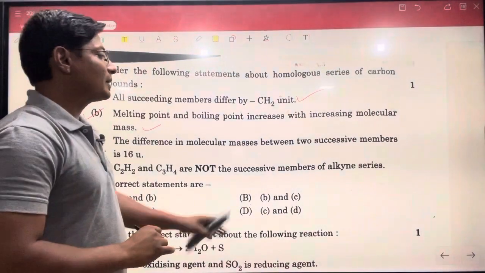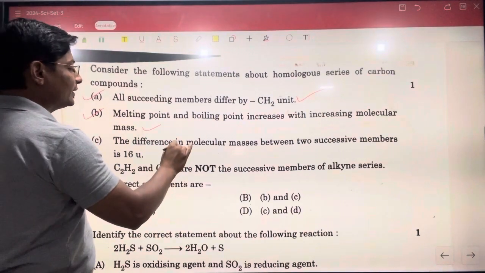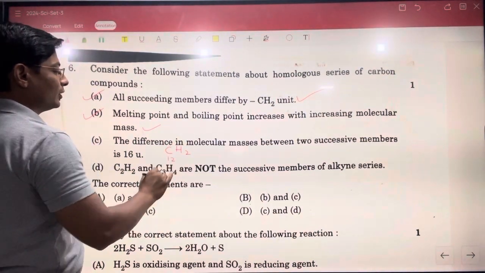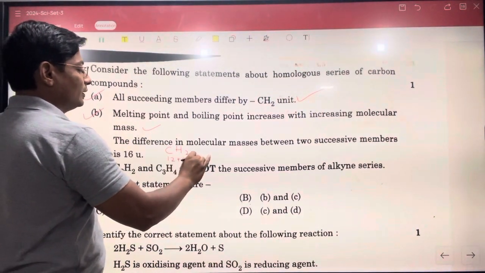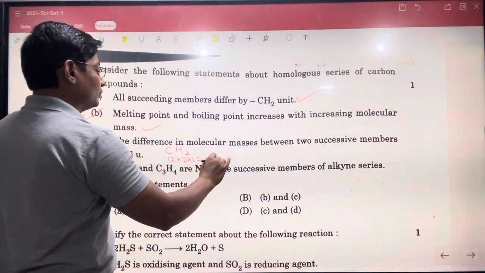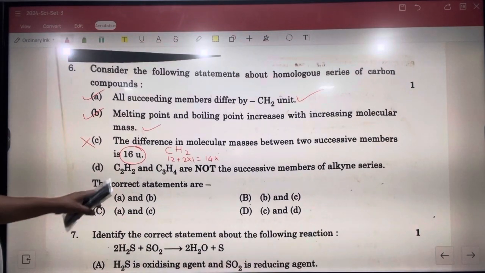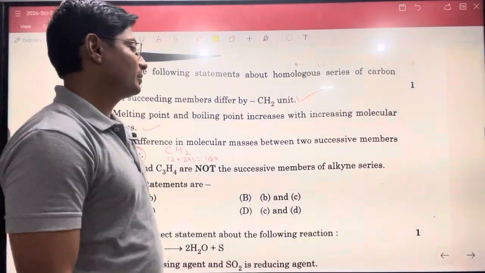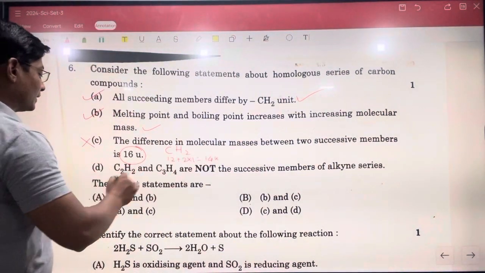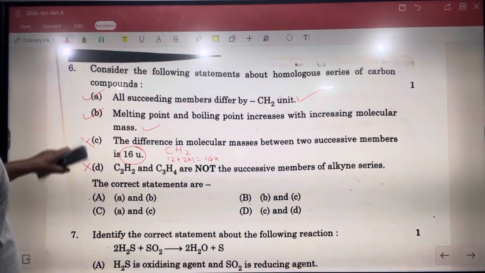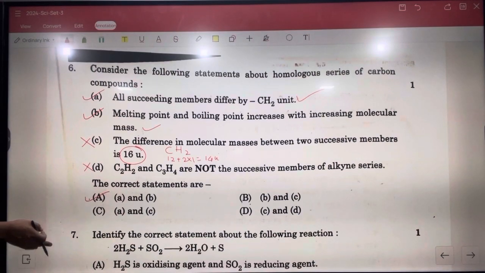Then the difference in molecular masses between two successive members is 16 u, which is incorrect because for carbon it is CH2. For carbon, we know that the molecular mass is 12 u and 2 hydrogen, so 2 into 1, which totals 14 u. So 14 u would be correct, but here they have given 16 u. Therefore this is incorrect. Then C2H2 and C3H4 are not the successive members of the alkyne series, which is not correct because these are members of the alkyne series. So this is also incorrect. Accordingly, A and B are the correct options. So option A would be the correct option for question number 6.